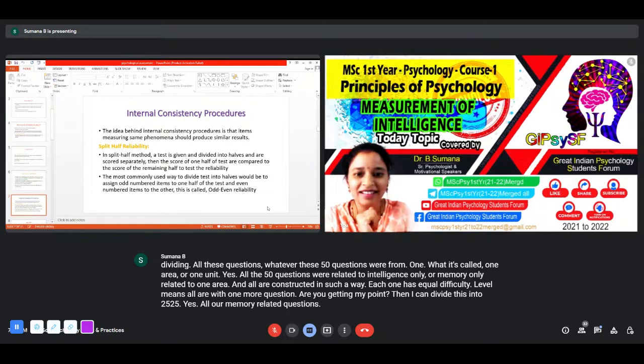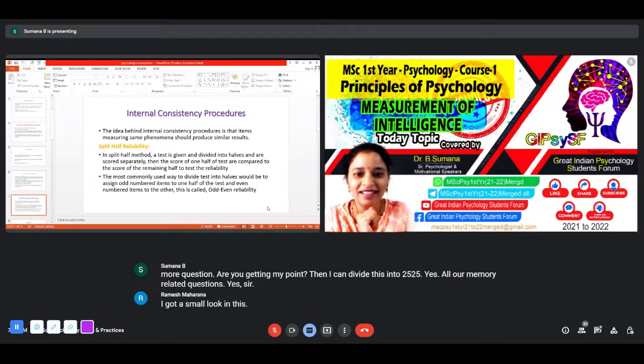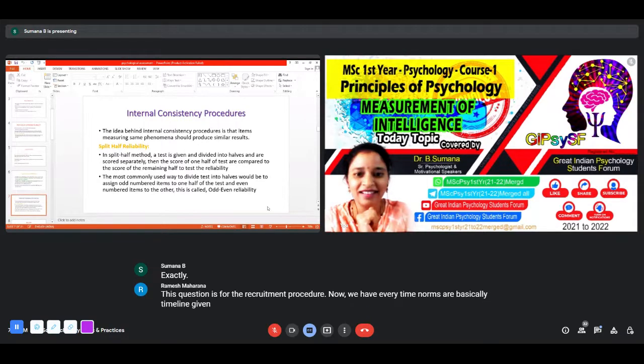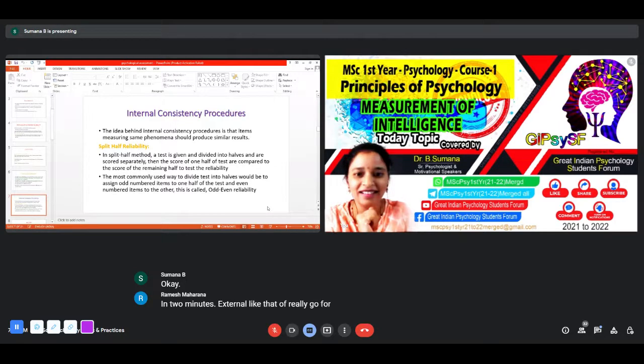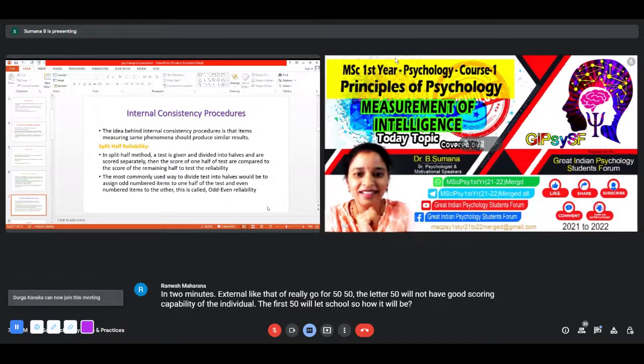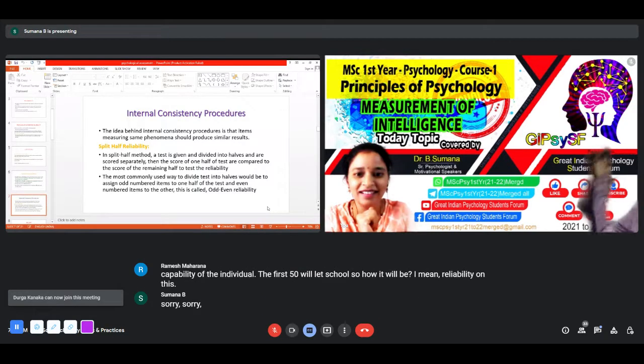Got it, ma'am. I have a small query. All these questions are for the recruitment procedure. Every time, norms are basically a timeline given: in 2 minutes, next 2 minutes, like that. Now if we go for 50-50, the latter 50 will not have good scoring capability for the individual, and the first 50 will have a good score. So how will it be? I mean, what about reliability on this?